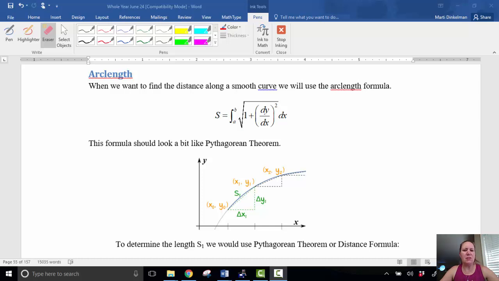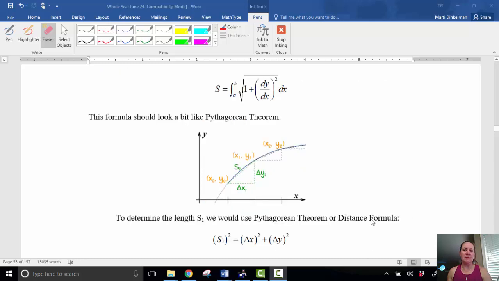This formula hopefully looks a little bit like the Pythagorean theorem, and honestly, that's what we use to figure out what the formula is. If we just think about little tiny pieces of line segments added together, that would get us close to finding the length of the curve. And if we could get those to be infinitesimally small and add up an infinite amount of them, then we would get the exact length of the curve. So hopefully that sounds again like an integral. We've talked about that a lot so far, about having an infinite amount of things to add together, which is exactly what the integral is.